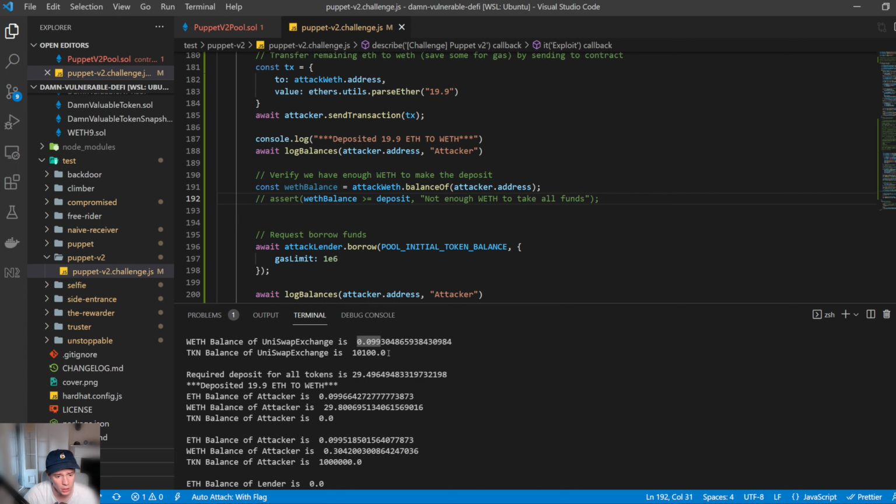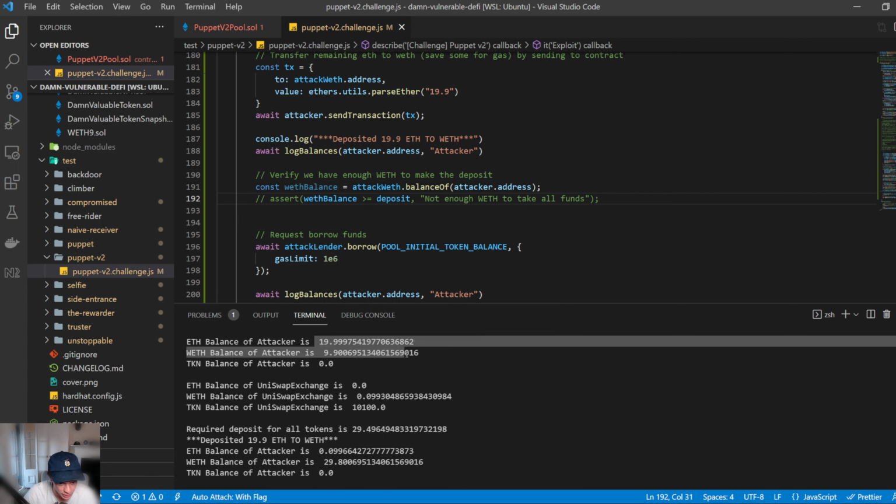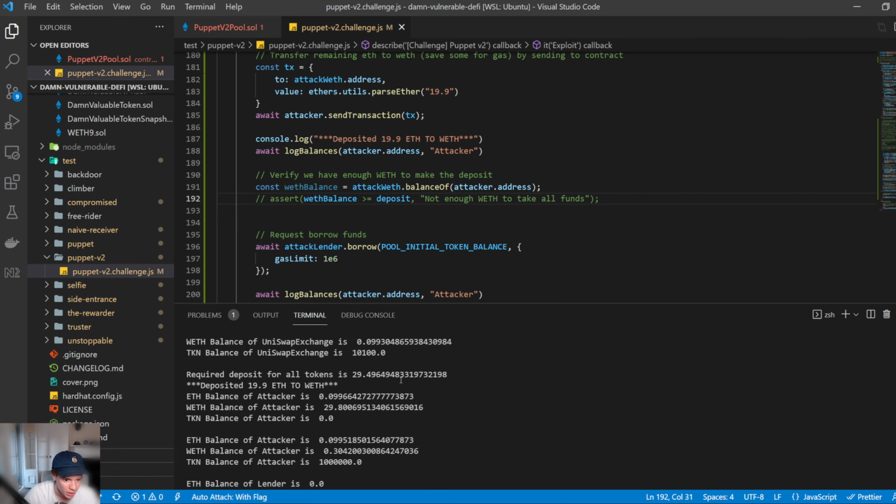We then calculated the deposit. The deposit required is 29.49 ETH. And if we have a look at our calculations here, we can see we just make that by just 0.5 of an ETH. Then the balance of the attacker, once we deposit the ETH for WETH, we have nearly 30 WETH and a little bit of ETH left. I've said ETH and WETH so many times, I'm sure I'm confusing you all.